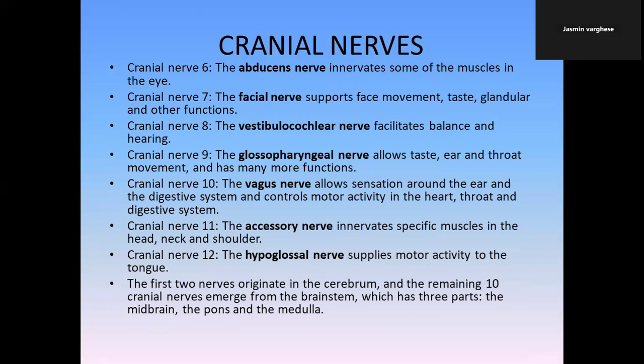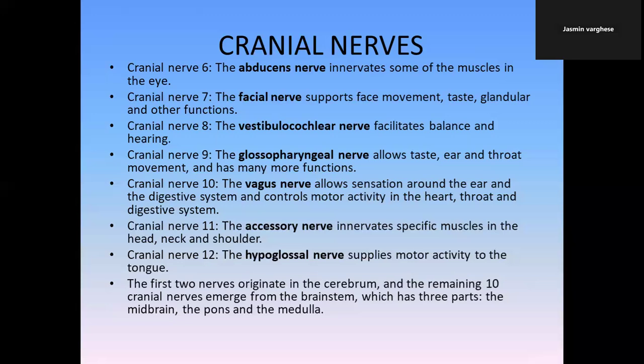Cranial nerve 7, the facial nerve, supports face movement and taste. Cranial nerve 8, the vestibulocochlear nerve, facilitates balance and hearing. Cranial nerve 9, the glossopharyngeal nerve, allows taste, ear, and throat movement. Cranial nerve 10, the vagus nerve, a very important nerve, allows sensation around the ear and digestive system and controls the motor activity in the heart, throat, and digestive system. Cranial nerve 11, the accessory nerve, innervates specific muscles in the head, neck, and shoulder. Cranial nerve 12, the hypoglossal nerve, supplies motor activities to the tongue.